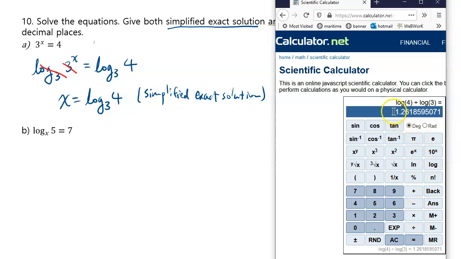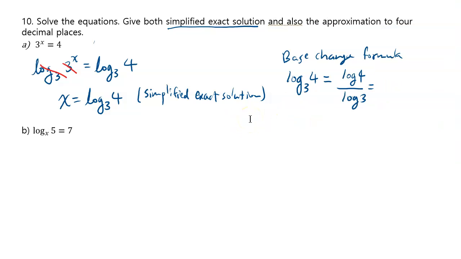Oh, it says 1.2618. Well, since we need 3 decimal places, the 8 would be rounded up to 2. So the number would be 1.262 if you round to the nearest thousandth. 1.262. So that's the answer here, 1.262.